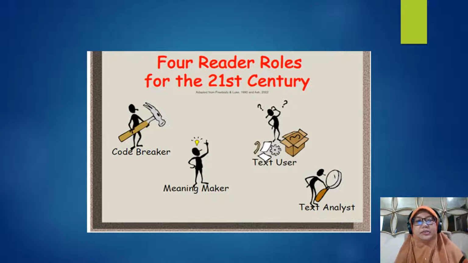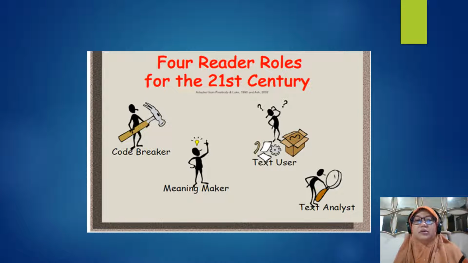Okay, ladies and gentlemen, this visual summarizes the four reader roles developed by Luke and Freebody for the 21st century. First, code breaker. Code breaker means the learner will decode the words in the text and their meaning, understand the print words, whereas meaning maker is where the reader will interact with the text, looking at the schemata, reading between the lines. Next, text user is when the learners can use the text and make meaning from what they have read.